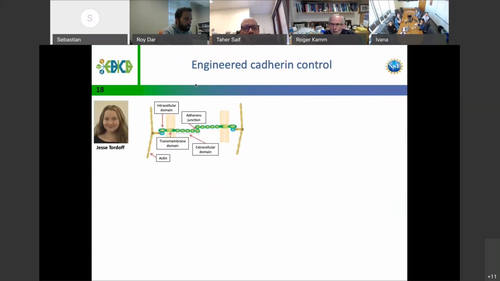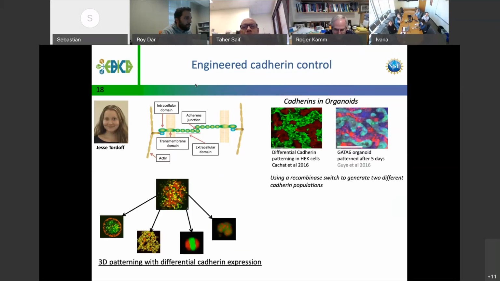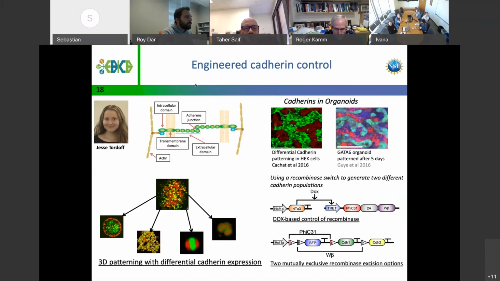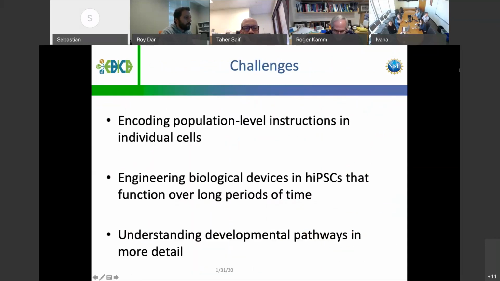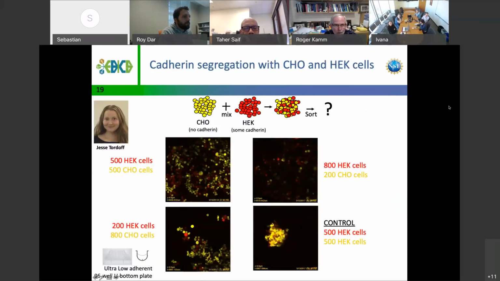And then there is another way in which you can pattern, for example, organoids. In the GATA6 platform, the patterning is an emergent property that happens naturally. But in the Weiss lab, with work led by Jessie, she has shown that she can engineer differential cadherin expression in human cells, and this leads to engineered patterning of the cells.